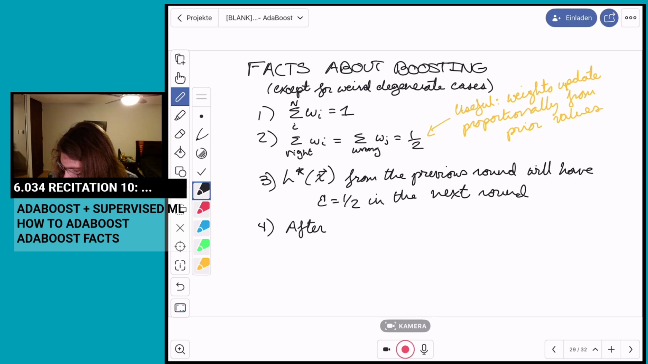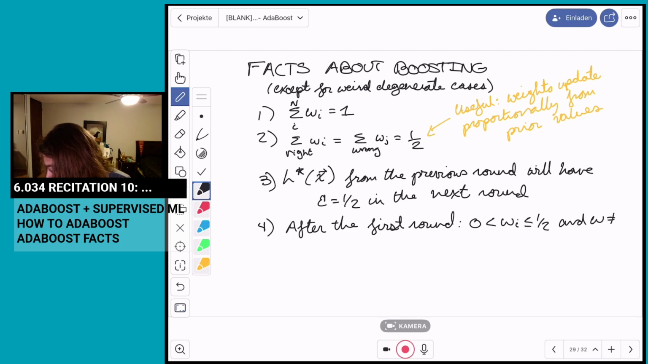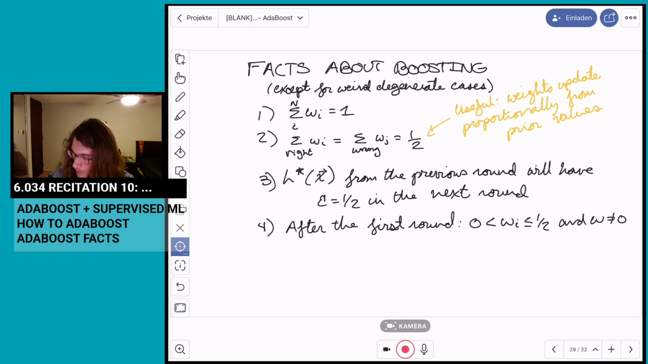The fourth fact is that after the first round, the weights are going to be in the following range. In this case, I do want to be strict about the inequalities. The weights are always going to be greater than 0 and less than or equal to 1/2, and they're never going to be 0. So the weight for a particular point, especially if it's correctly classified by all your candidate weak classifiers, is going to decrease and decrease and decrease, but it's never going to be 0. That's important to keep in mind.